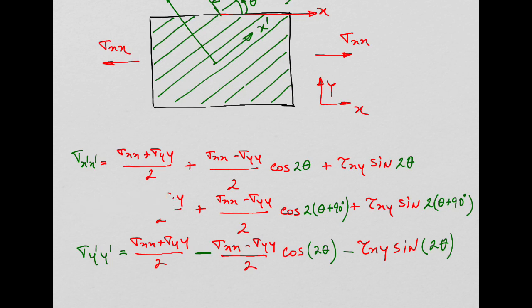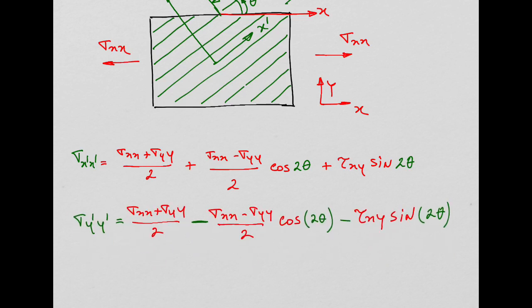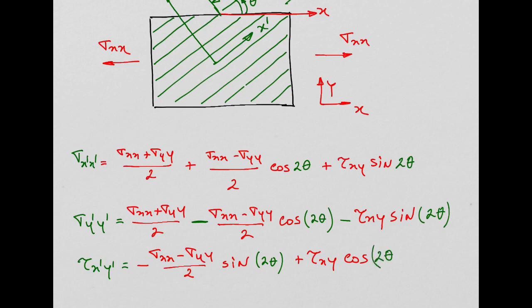The only equation I need is the shear, tau x prime y prime, and that equation is given by minus sigma xx minus sigma yy over 2 sine of 2 theta plus tau xy cosine of 2 theta. Okay, these three equations are the ones you need to know.